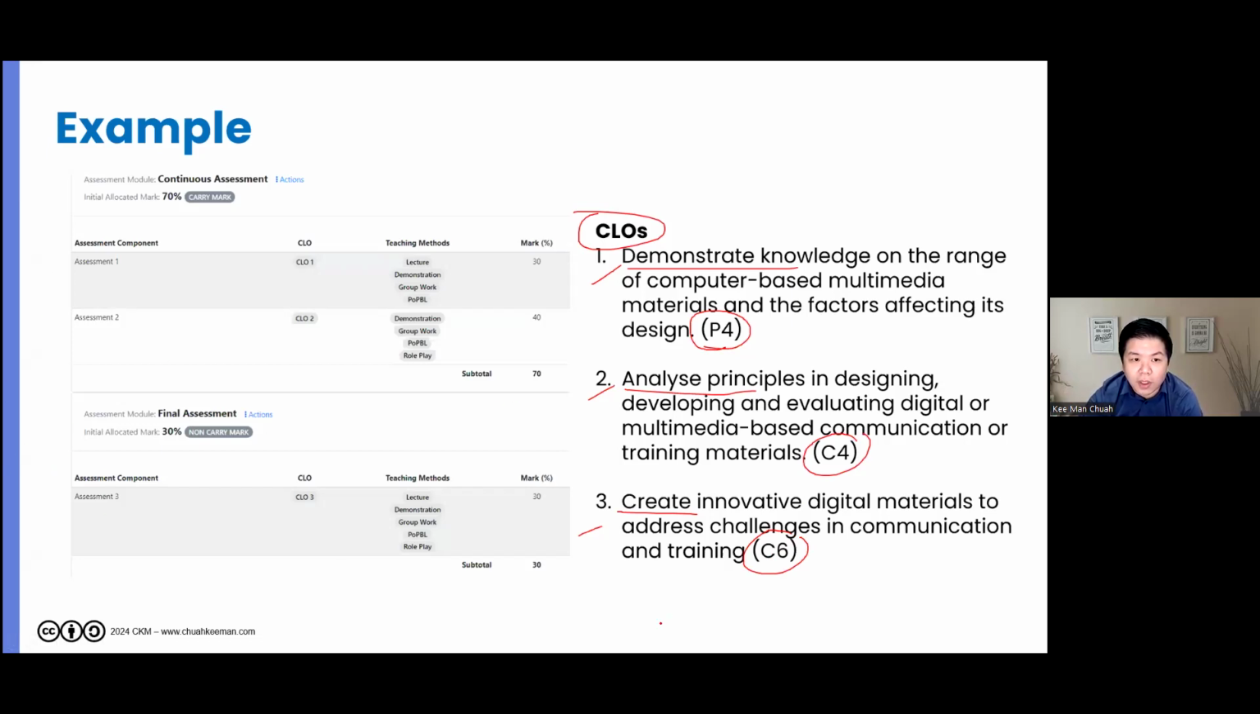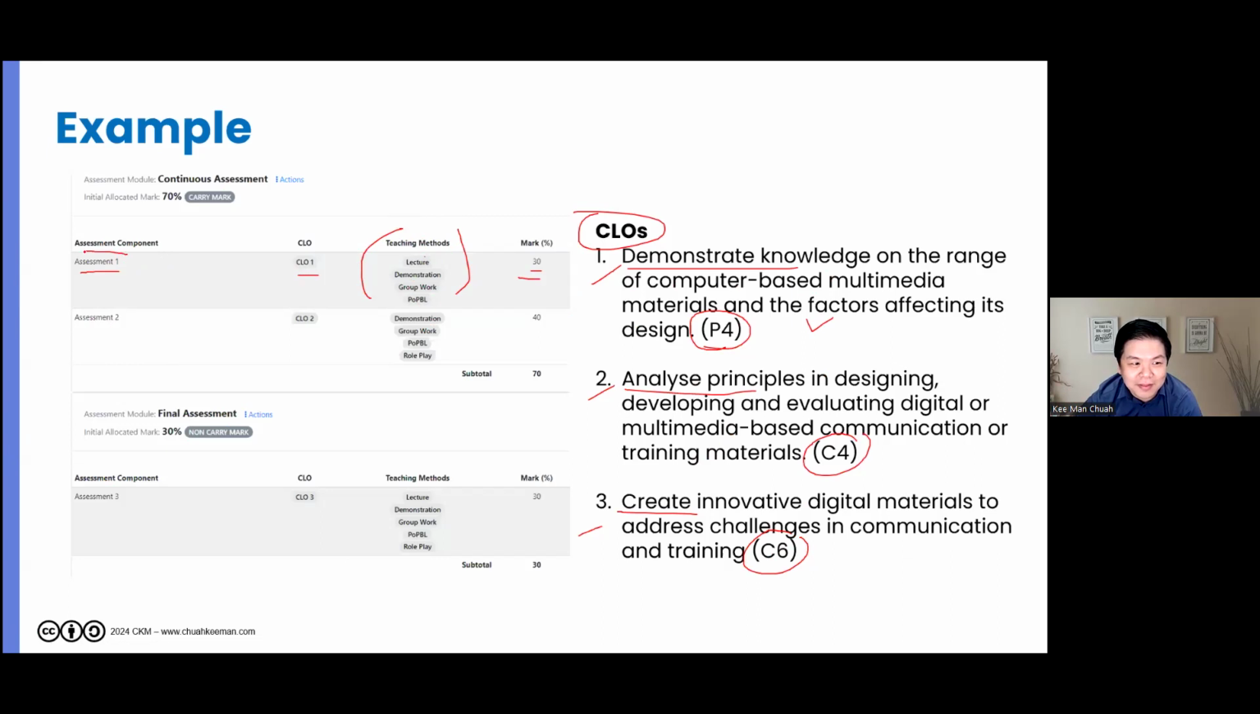Okay, assessment one, CLO1, and then this is the teaching method, this is the activities, and then the allocation mark. Okay, what I want you to do now is quickly go through this for 2-3 minutes. Tell me, what are the potential authentic assessments for assessment one? Okay, boleh? Understand?